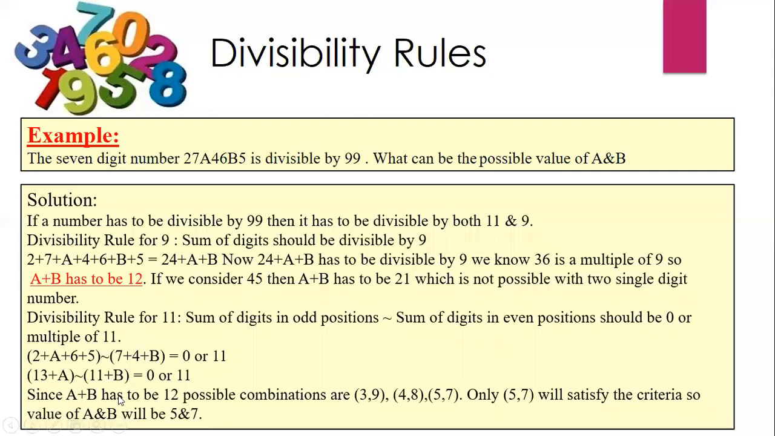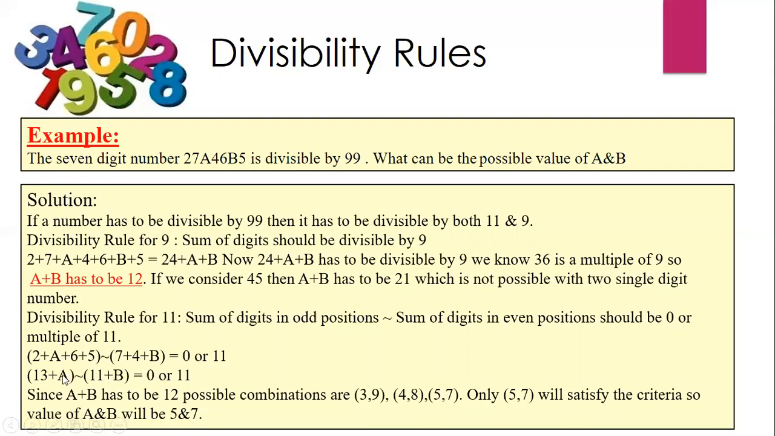So since we have A plus B equal to 12, there are a few combinations, which are 3, 9, 4, 8 or 5, 7. When we apply 3, 9, it is not divisible by 11. So 3 gives 16, here 20. The difference between 16 and 20 is 4. Even if we interchange, we'll get 22 and 14. 22 minus 14 is 8. So even for 4, 8, we get 17 and 19, the difference is 2. It is not divisible by 11.